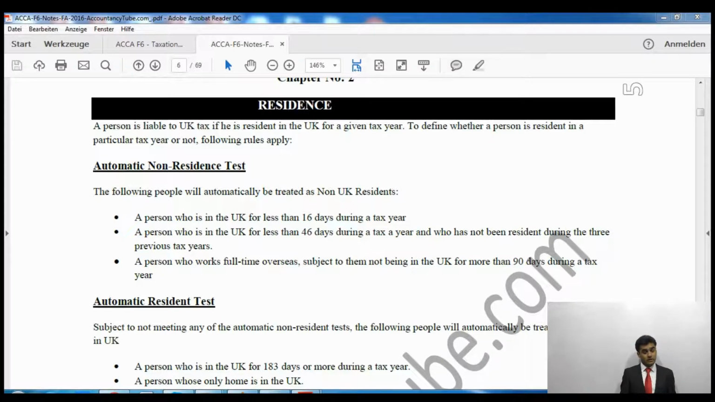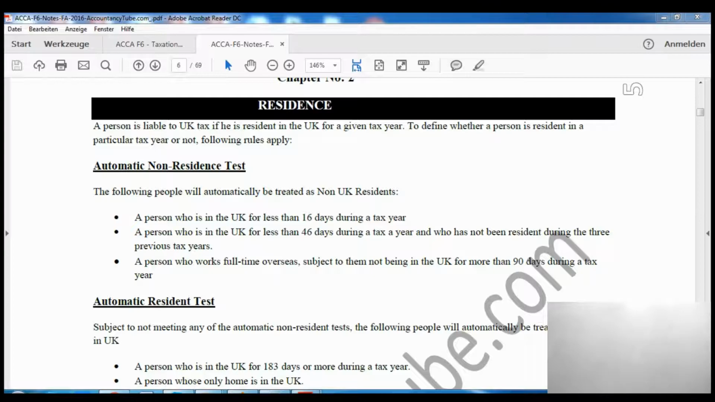Now who is resident in the UK? If I go to the UK for, say, 1 week, will I be UK resident? If I spend 2 months there, will I be UK resident? So how will we know that someone is UK resident? Now there is a criteria. We will just read the notes.